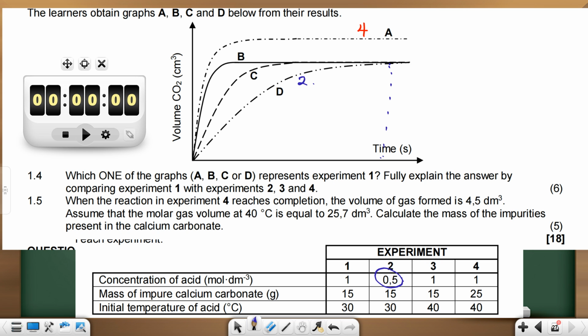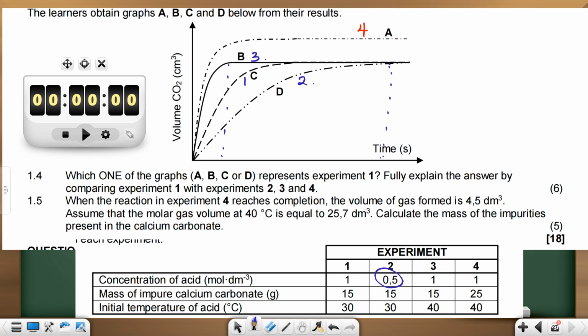Tina says B is 1. Do we agree? Okay, look at 1 and 3. Which one will be faster? 3 will be faster. Why is 3 faster? Because of the temperature. So, which one? B. B is 3. Agreed? Because that's the time. And what about C? Please let me know if it makes sense. C. Vele.